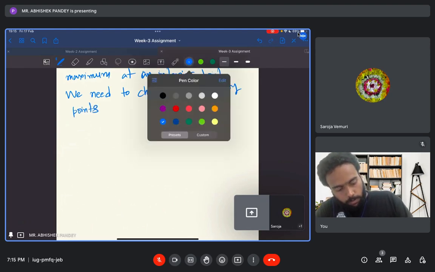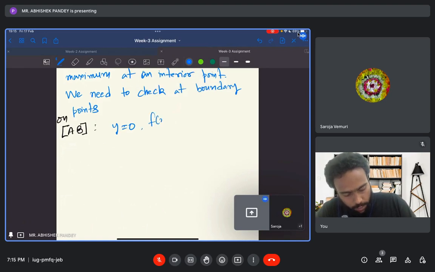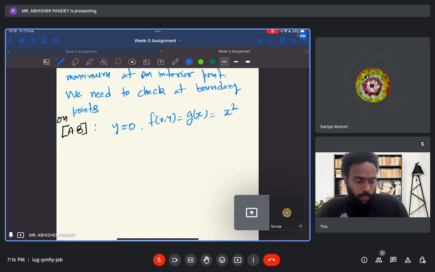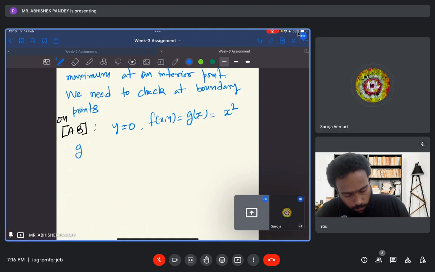Okay, so first we will check on this line segment AB. On AB, your y is 0. So f of x comma y becomes a function of x, which is x square, and the maximum value is 1. So f of 1 comma 0 is 1.